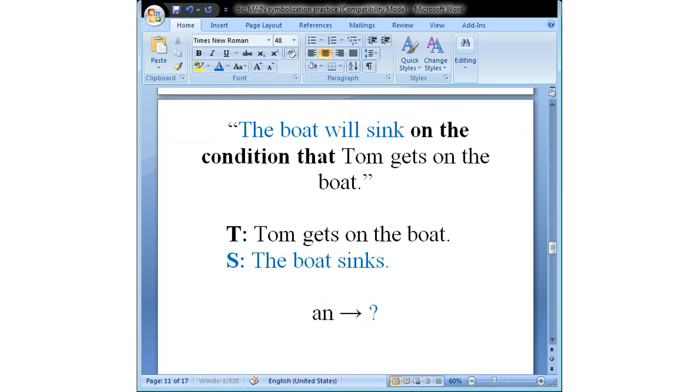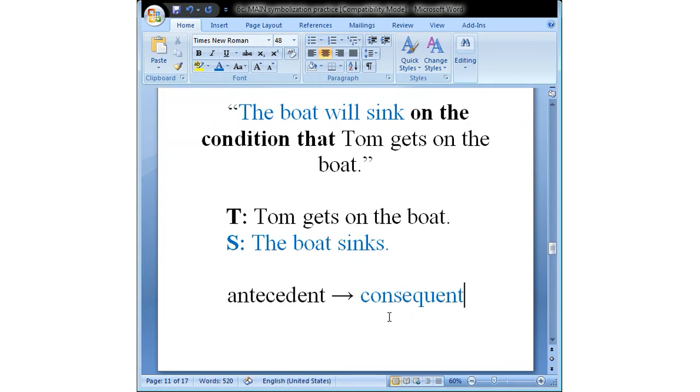The antecedent. That's the antecedent of the conditional. You got it. And this is called the consequent. So you need to know this terminology because it's absolutely vital, right? The antecedent of the conditional and the consequent of the conditional. So the boat will sink. That's the consequent of the conditional, and it will sink only on the condition that, right?